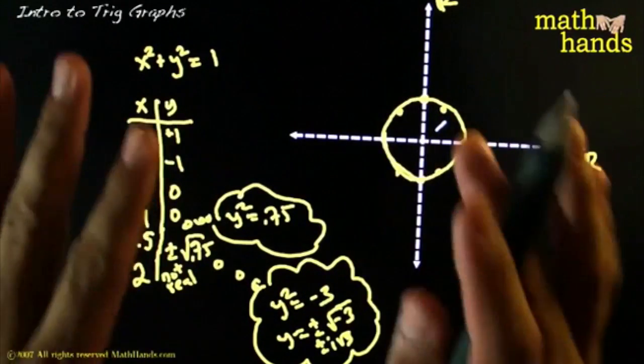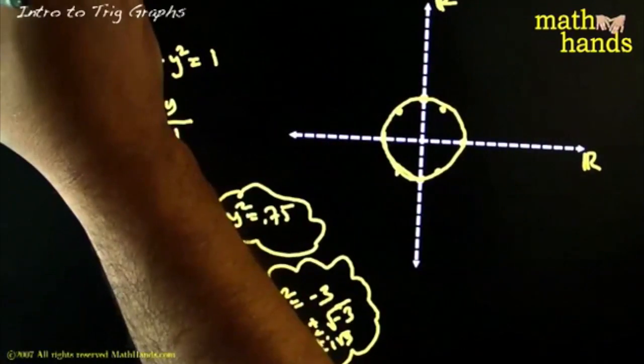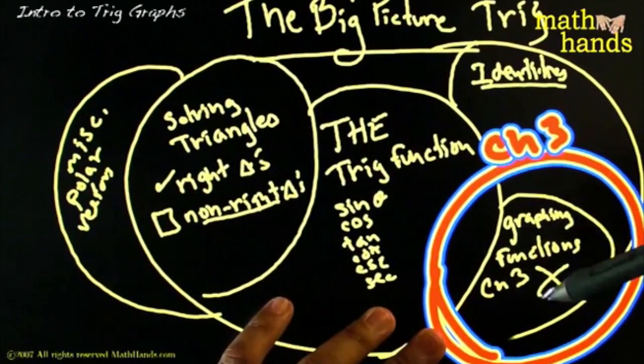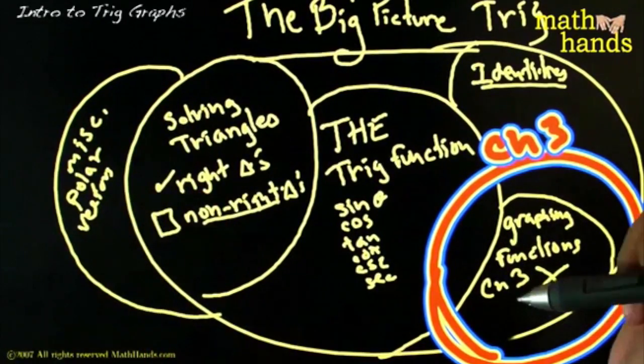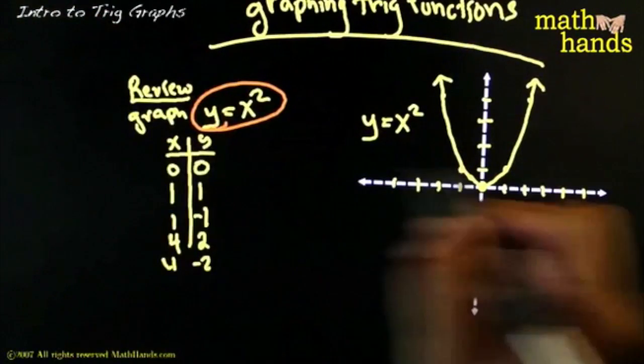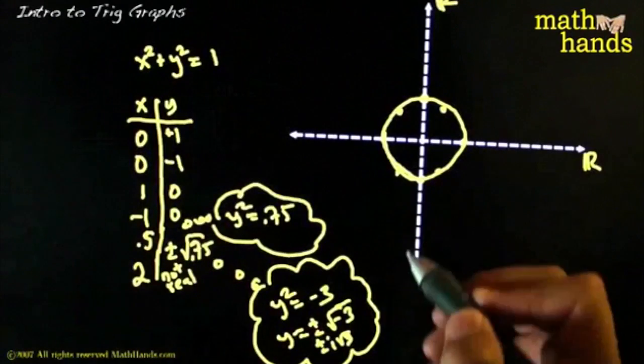Alright, that's enough review for you. This is back from algebra class, okay? Remember, let's keep focused. What's the point of today? Today what we want to do is graph the trig functions. This is a trig class, so enough of the review here. We reviewed a famous one, a parabola. We reviewed a famous one, a line. We reviewed a famous one, a circle.